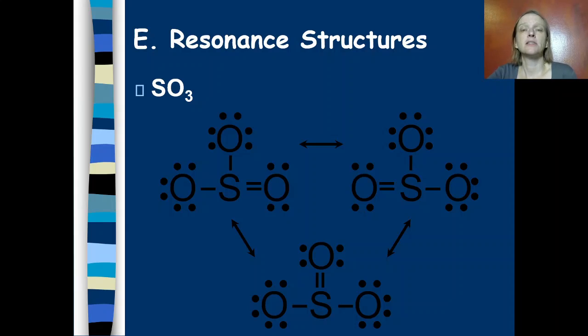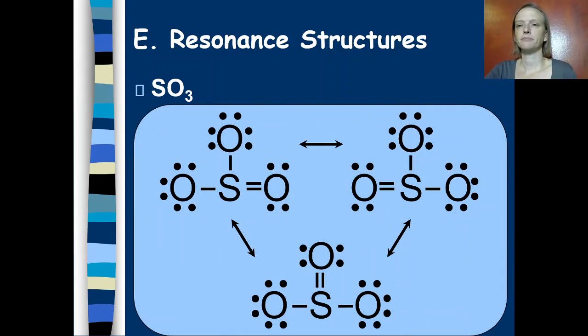This is the sulfur trioxide example that we discussed on the previous page. That double bond could equally well be placed between the sulfur and this right-hand oxygen, the sulfur and the left-hand oxygen, or the sulfur and the top oxygen. These are all equally valid structures, so we use a double-headed arrow between the structures in order to represent that resonance. I hope this helped.